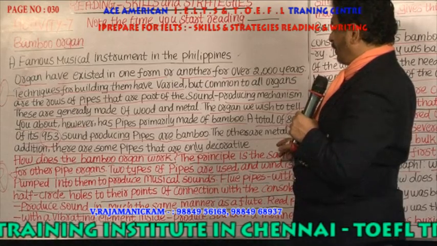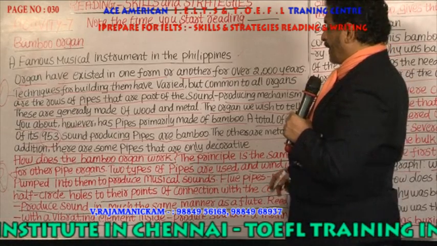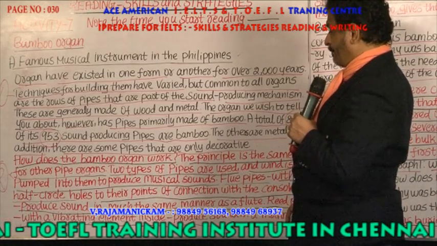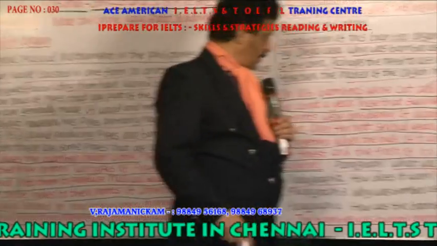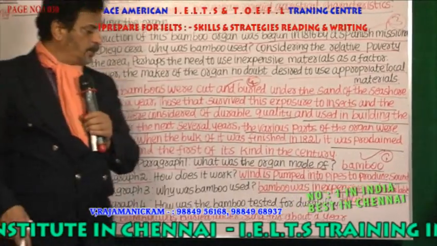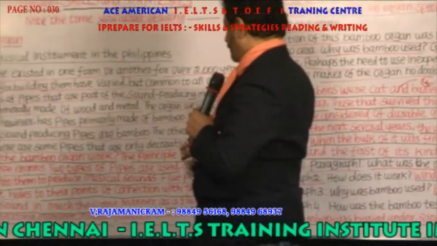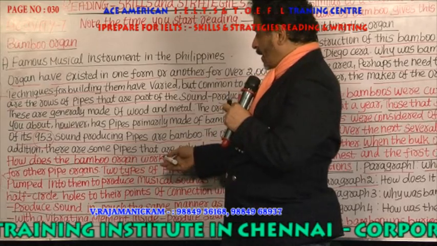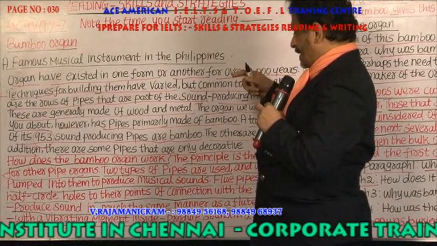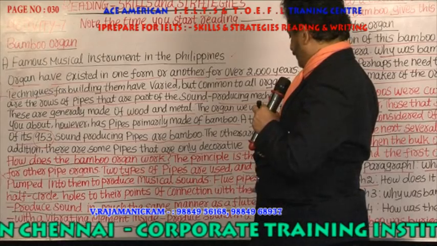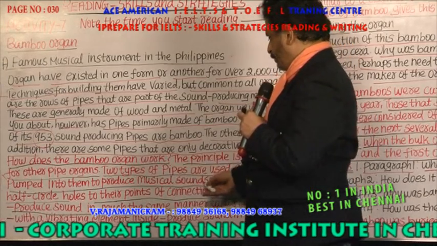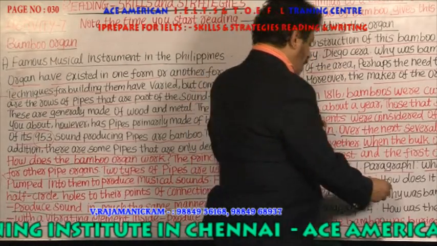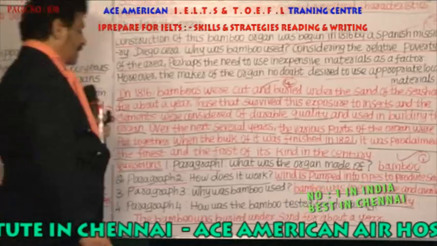And the second paragraph says how the bamboo works. So how does the bamboo work? So what is given here? The second paragraph says the air is pumped inside, or the wind is pumped into them, to produce musical sounds. So the entire second paragraph says how it works. Which works? The bamboo or the pipe works. So what is paragraph 3, sir?